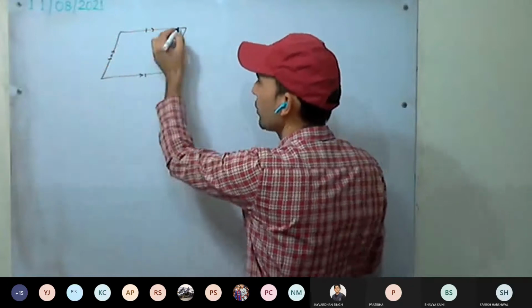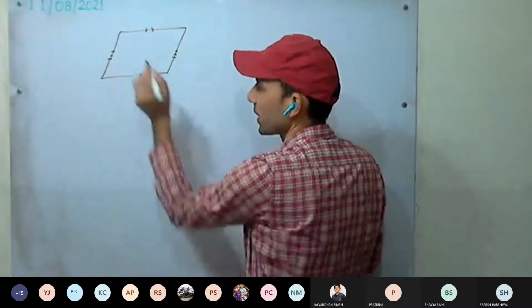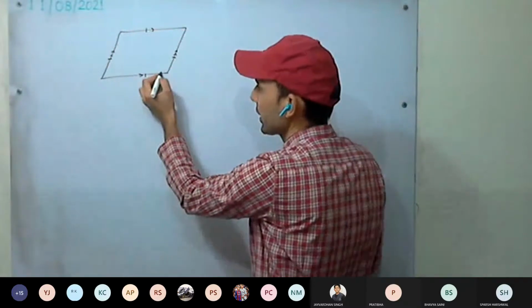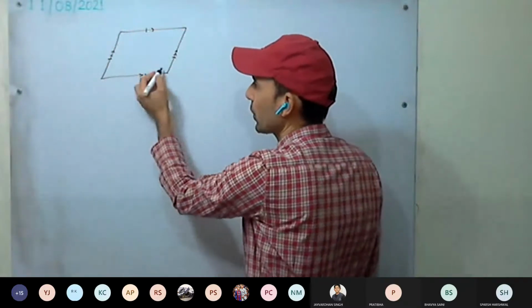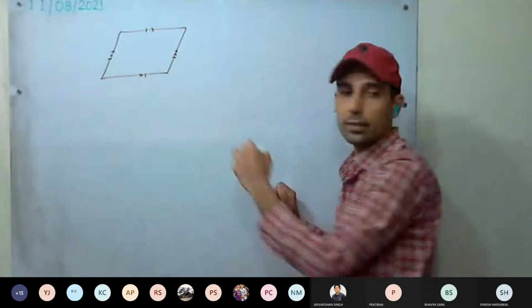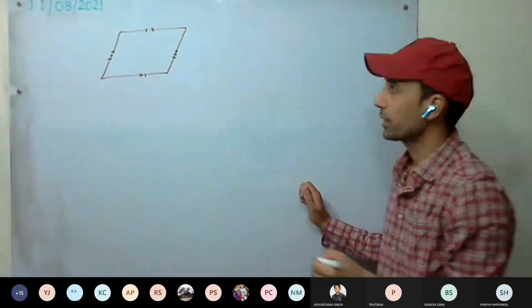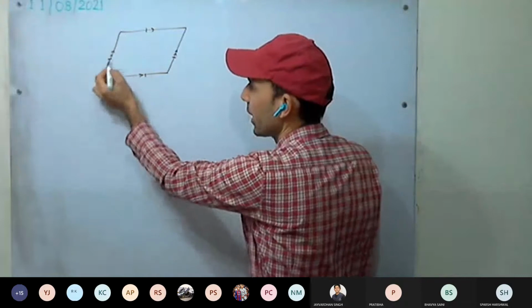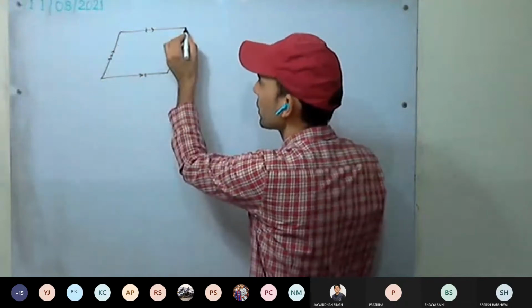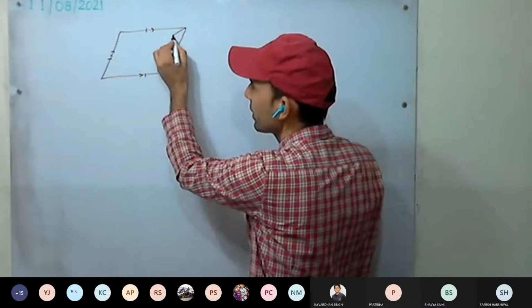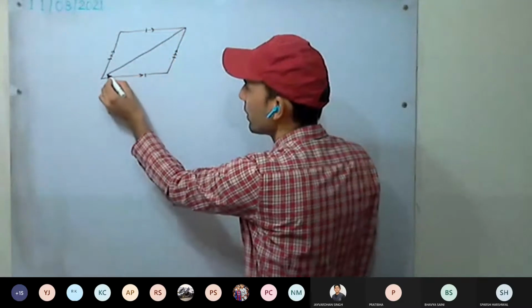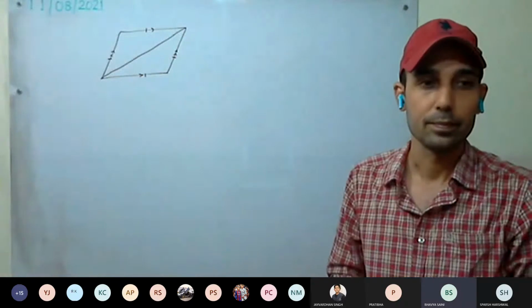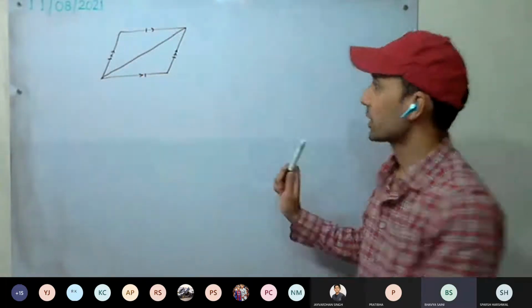What about the opposite angles? This angle will be equal to this angle. This angle will be equal to this angle. Same as parallelogram. And this angle plus this angle will be 180 degrees. So adjacent angles are supplementary. What more properties are there? Diagonals. Do the diagonals meet each other at 90 degrees? They meet at 90 degrees, that we'll discuss, okay?